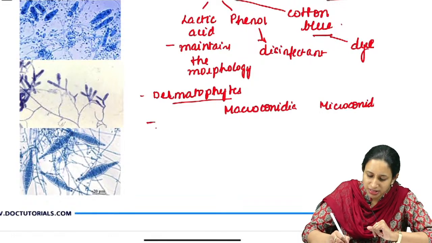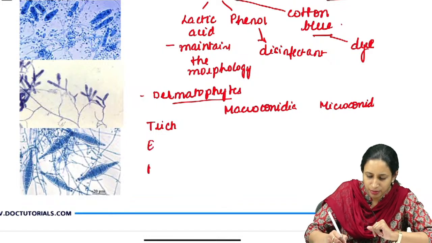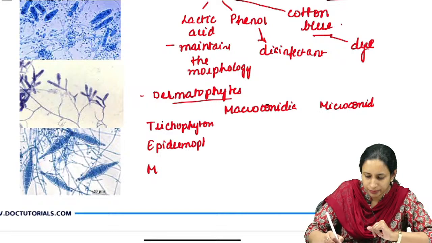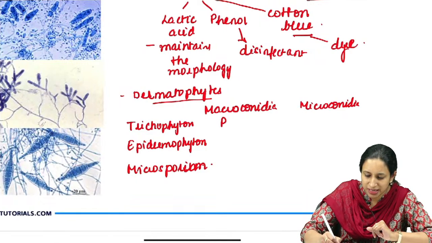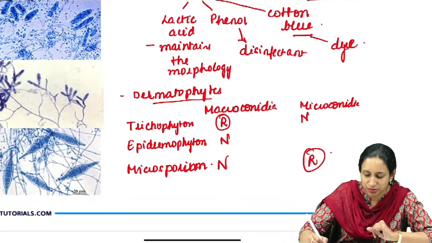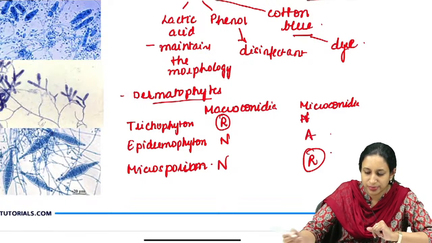So how do you remember this? Remember this as TEM, T-E-M, where Trichophyton, Epidermophyton, and Microsporum. And macroconidia, how do you remember this? Please write R here and R here. This is followed by N here and N here. So this is how you will write, and there will be A here.